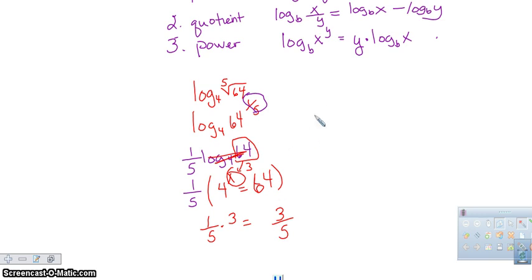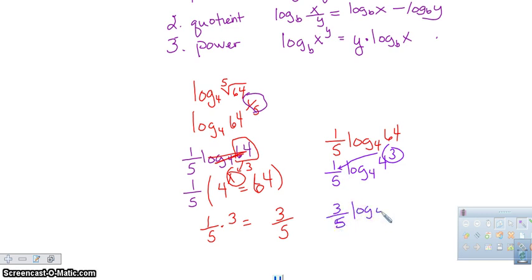The other way is if you say 1/5 log base 4 of 64, I can change 64 into 4 cubed, and then I can use the power rule again and bring that out front. So now I have 3/5 log base 4 of 4, and there's a special little log rule here. Log base 4 of 4 is 1, so 3/5 times 1 is 3/5. Log base 4 of 4 has to be 1 because 4 to the first is 4. It's one of those basic power logarithm rules.